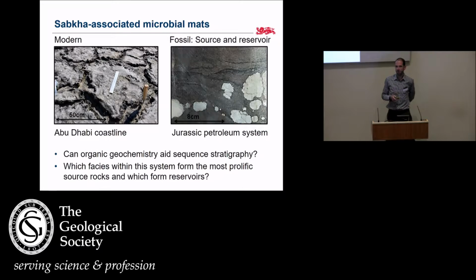Slightly different talk than a lot of the talks before. I'm not going to talk about microbial textures. I'm actually going to talk a little bit about the organic geochemistry of these mats.